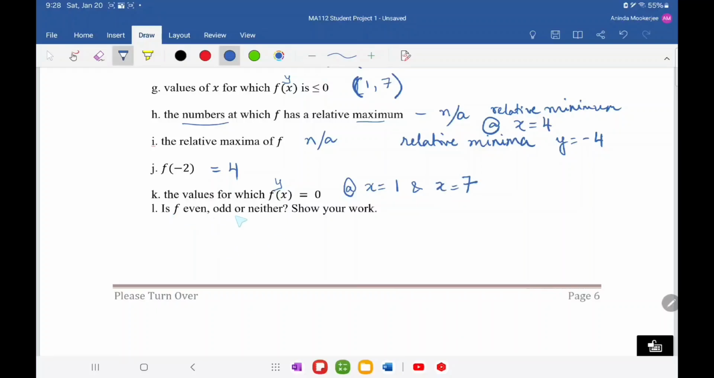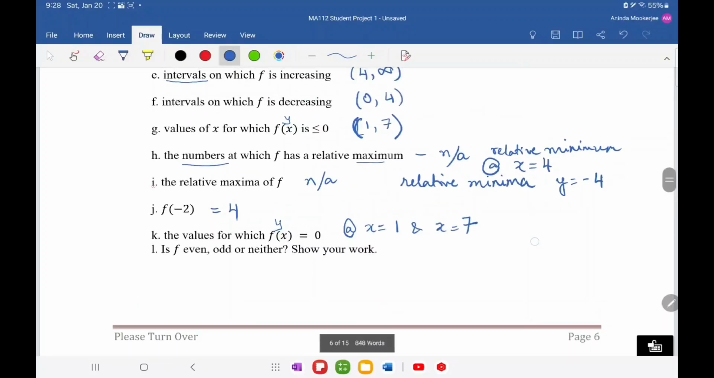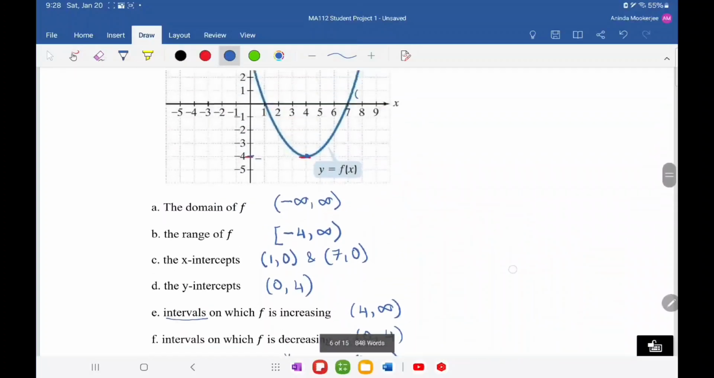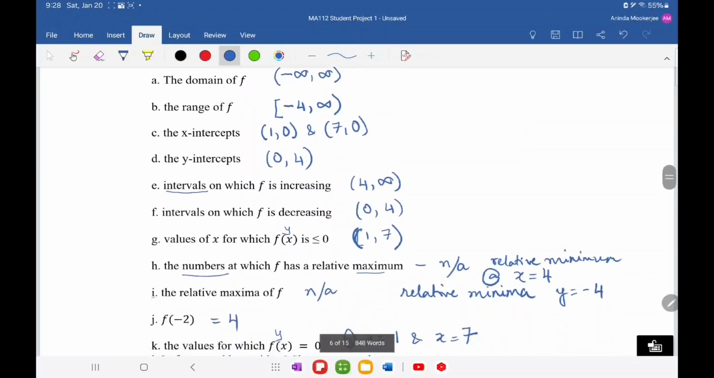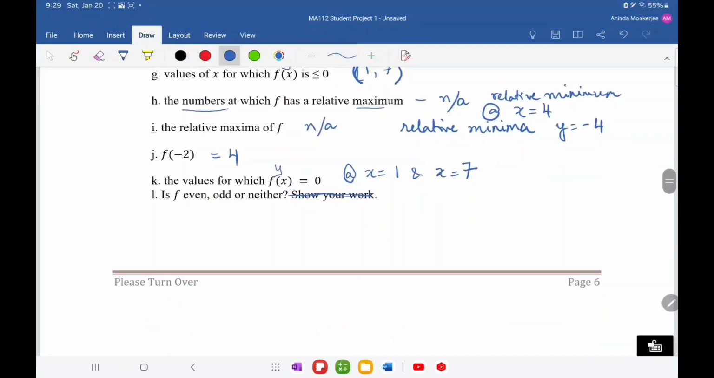Is f even, odd, or neither? All right. Now, this is a graph, so we cannot show our work. So this is not applicable. We cannot show our work, but we have to look at the graph and we see that it's neither. It's not a reflection across any of the axes. All right. Therefore, it's neither even nor odd. So we are going to say neither.